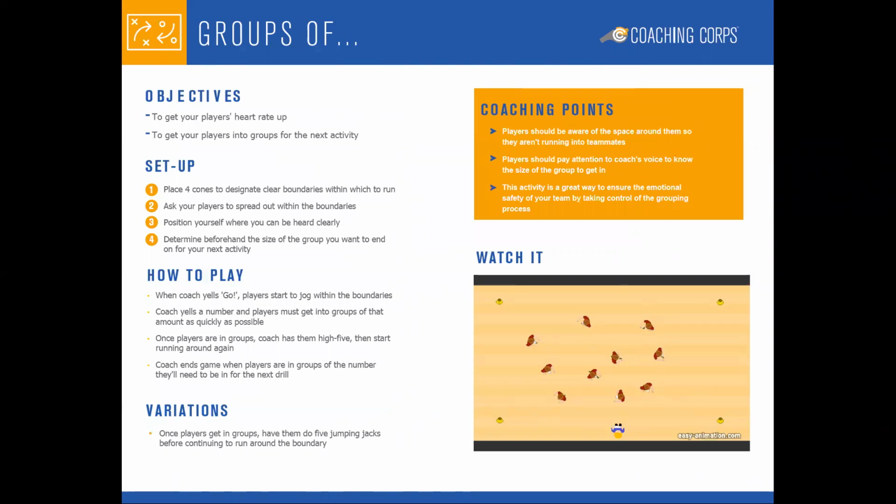Setting it up, place 4 cones that designate clear boundaries within which to run, and ask your players to spread out within the boundaries. Position yourself where you can be heard clearly, and determine beforehand the size of the group you want to end on for your next activity.